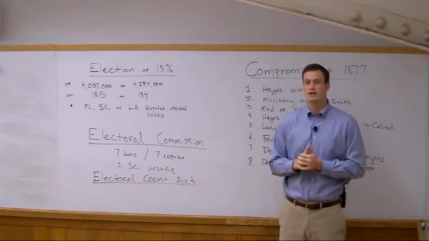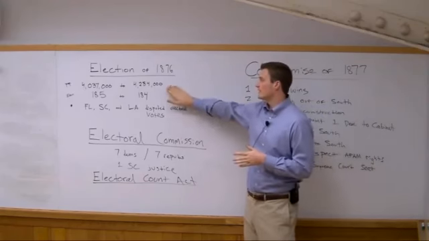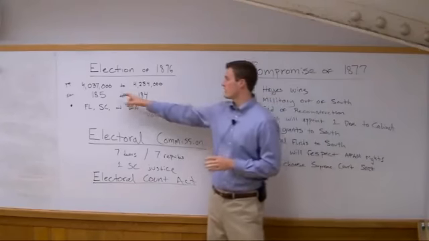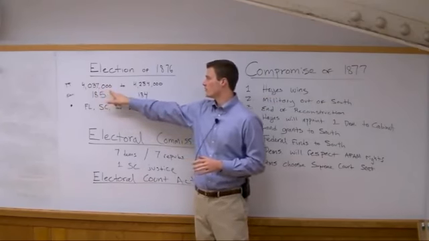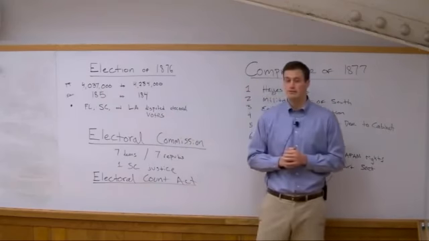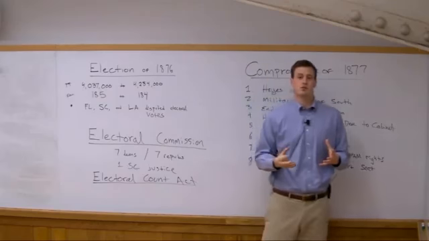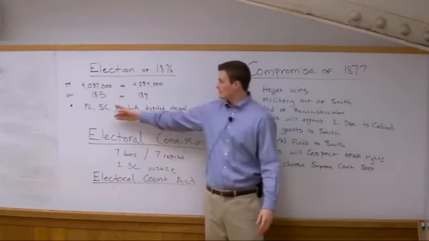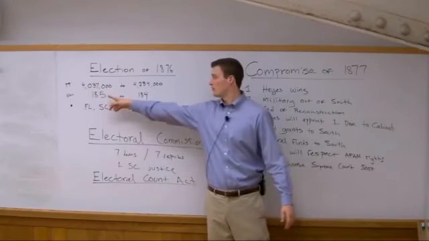named Boss Tweed. And the numbers you're looking at here, the first actually is Hayes. These two are Hayes, 4,037,000 versus 4,284,000. So in the end, Tilden gets more of the popular vote. Hayes is winning the electoral vote by a single vote.